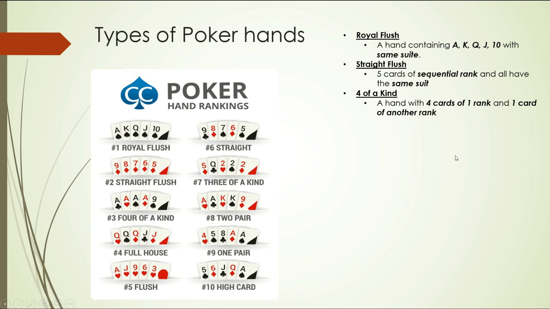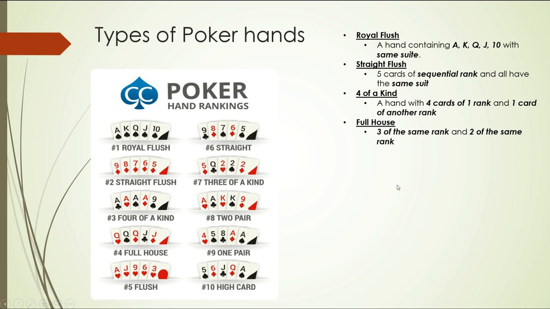Next will be 4 of a kind. This is a hand with 4 cards of one rank and 1 card of another rank. Ace, ace, ace, ace, and then 9. And the suit doesn't really matter here.